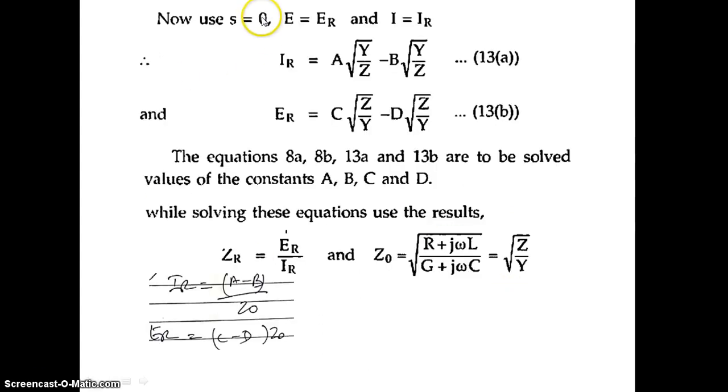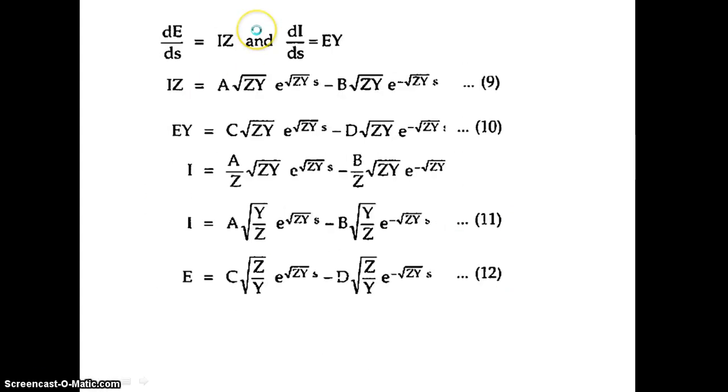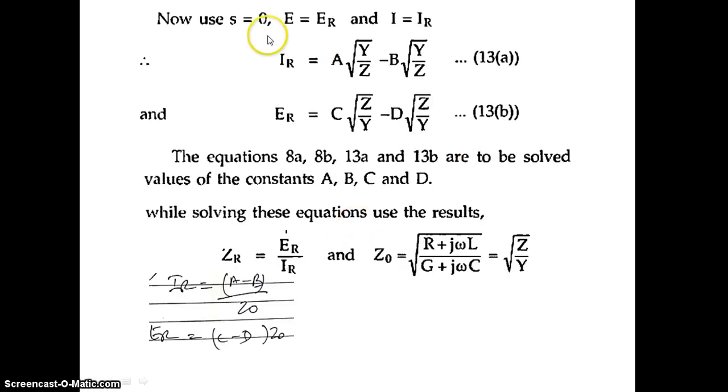Now use S equal to 0. In equations 11 and 12, substitute S equal to 0. We get E equal to ER and I equal to IR, because the distance is measured from the receiving end. So IR equal to A root of Y by Z minus B root of Y by Z, let it be equation 13a, and ER equal to C root of Z by Y minus D root of Z by Y, let it be equation 13b.